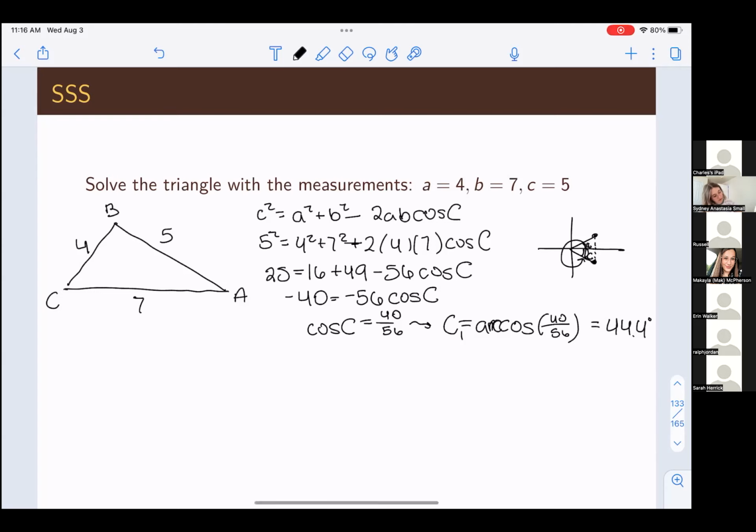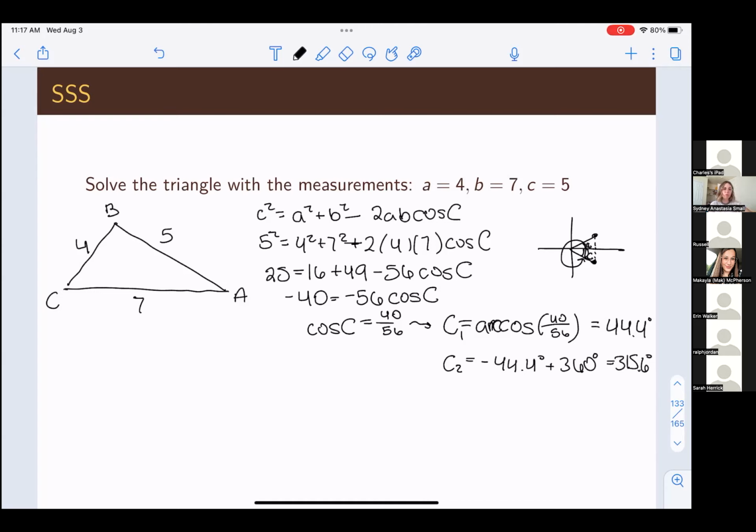Let's call this C1. C2 then is equal to our negative C, which is negative 44.4 degrees, and then plus 2 pi. But we're not in radians, we're working in degrees. So instead of plus 2 pi, we do plus 360, which gets us 315.6 degrees.